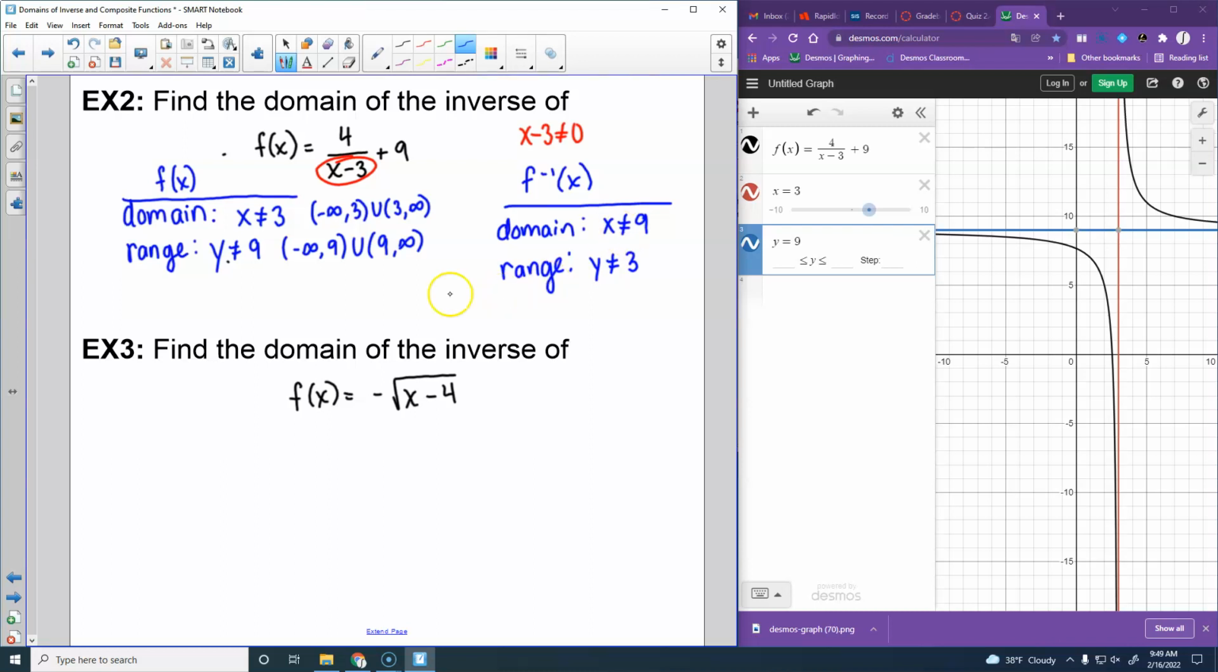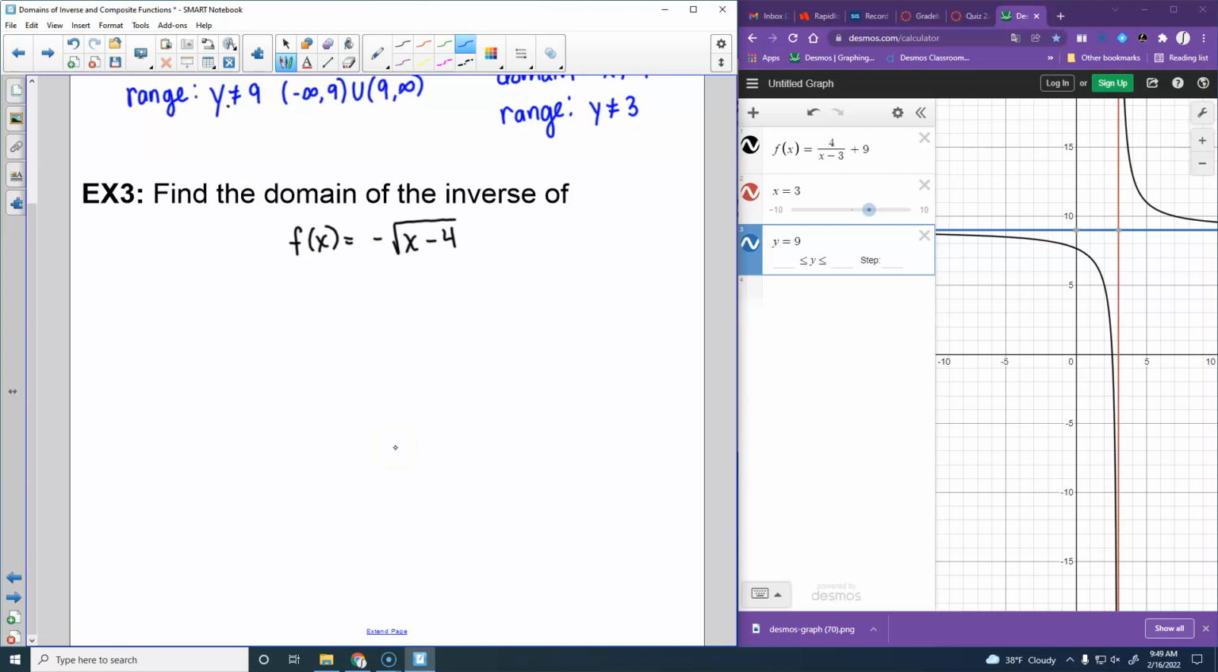Okay. We're going to do the same thing with number 3. We're going to try it without the graph, and then we're going to look at the graph to make sure that we did it right. So, with f of x, let's see, Noel, for our domain, if we don't have a graph and we have a square root, what do we have to do to find that domain? Very good. So x minus 4, what's underneath that square root, has to be greater than or equal to 0, which is going to give us x is greater than or equal to 4.